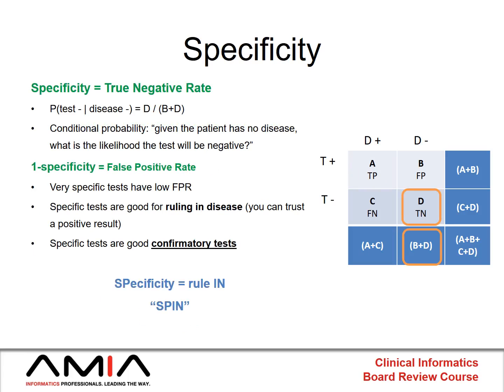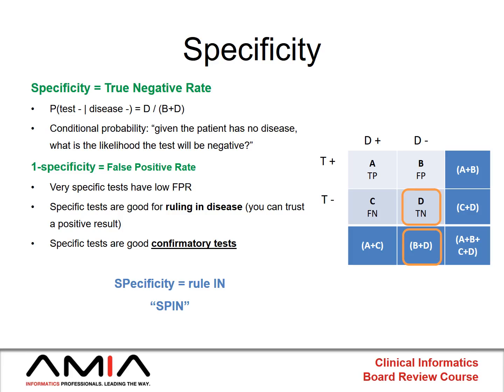All right. Conversely, there's specificity, which is your true negative rate. And again, the formal definition is that it's the probability that you will test negative if the disease is absent. Given the patient has no disease, what is the likelihood that the test will be negative? Okay? And 1 minus your specificity is your false positive rate.